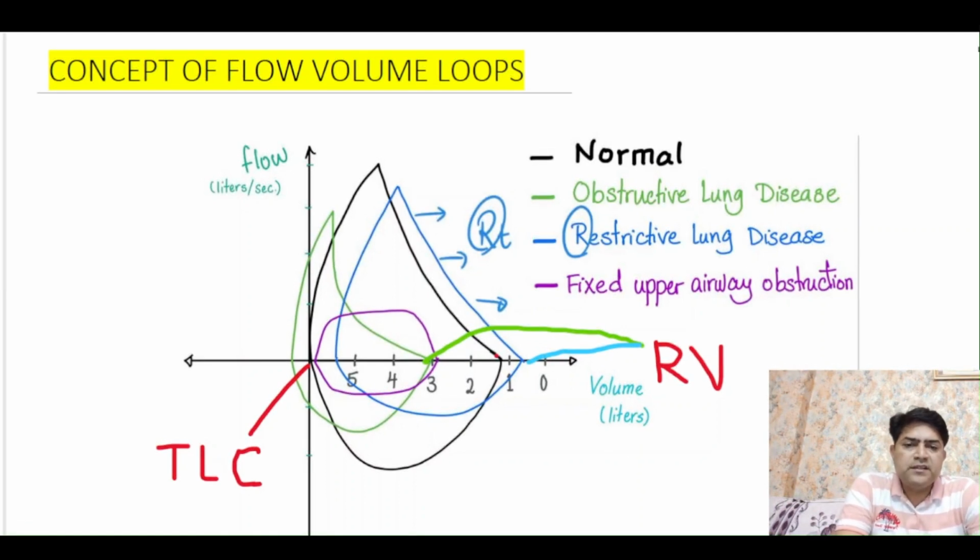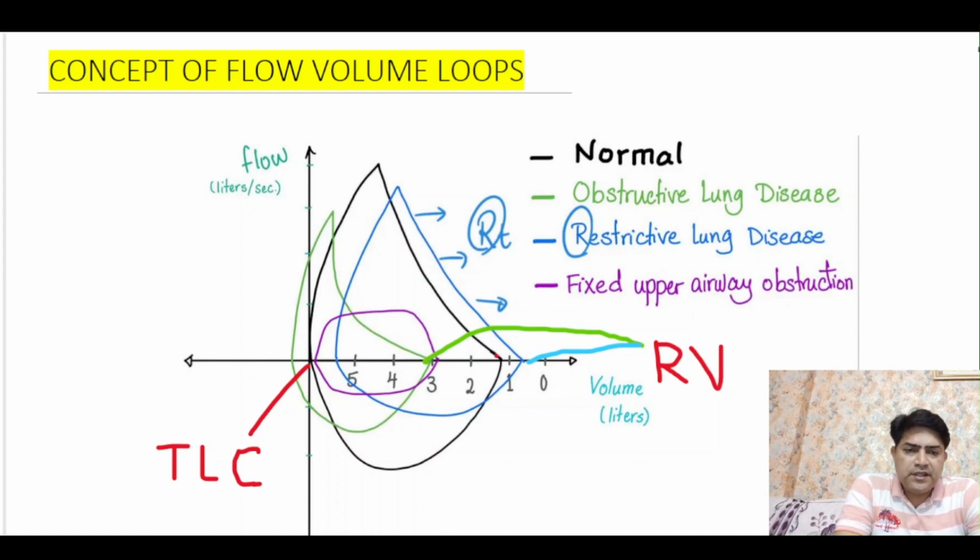Now you carefully see in this figure that the normal loop is given in black. Now the abnormal ones which we mainly get are of two types, the obstructive lung disease and the restrictive lung disease. Now, what are the obstructive lung diseases? The obstructive lung diseases are bronchial asthma, which is the most common, acute bronchial asthma, COPD and emphysema, chronic bronchitis.